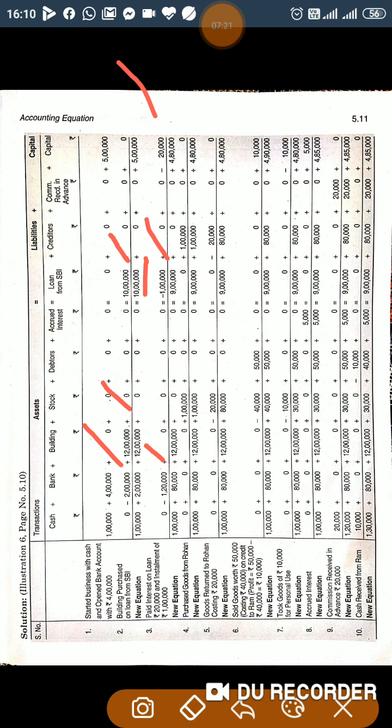Goods returned to Rohan costing rupees 20,000. So Rohan is a creditor. We are returning goods to him. So stock will be reduced. Stock is involved. Stock will be reduced by 20,000, and creditor is involved. Creditor should be deducted by 20,000.